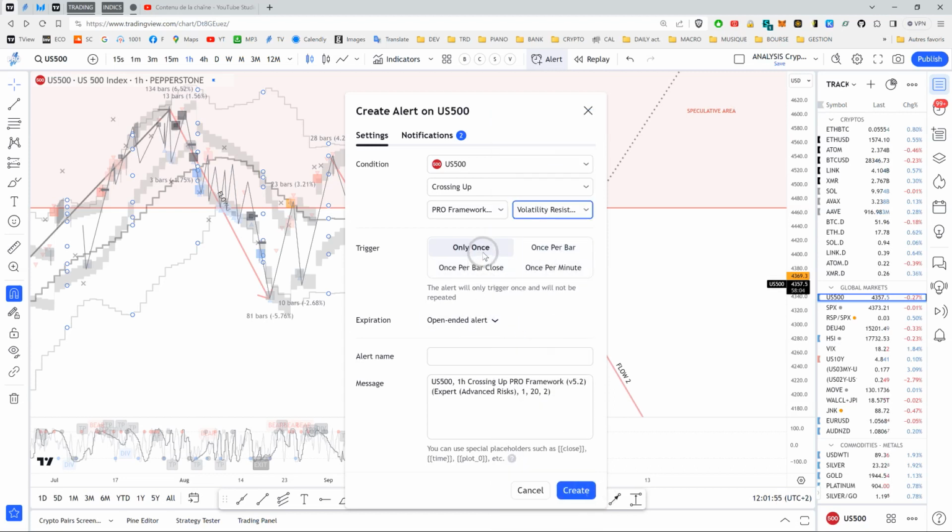Now I just want to be alerted at any time when the price reaches the Bollinger Band. Okay, so that would be: price reaches Bollinger Band.